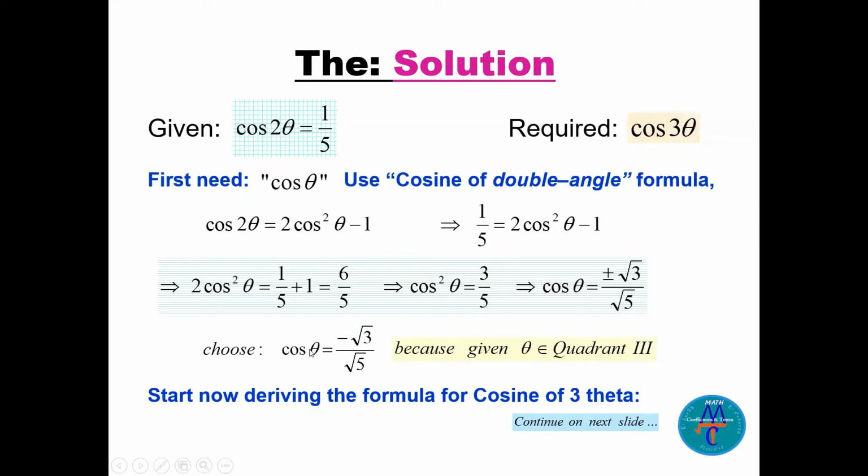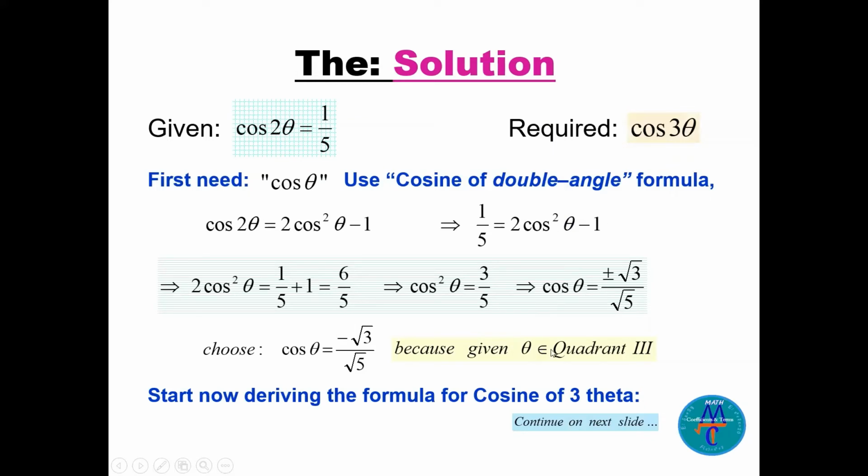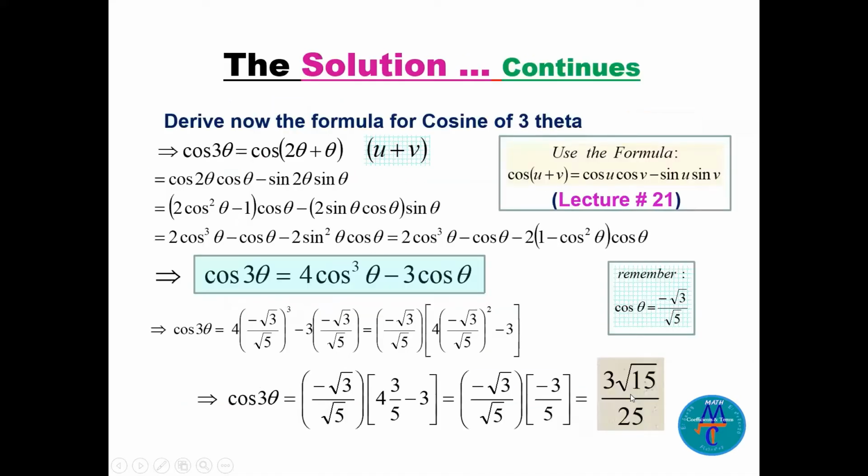Now I choose the negative for cosine of theta, because theta is given greater than pi and less than 3 pi over 2. So theta itself is in quadrant 3. Now let's derive a formula for cosine 3 theta on the next slide.